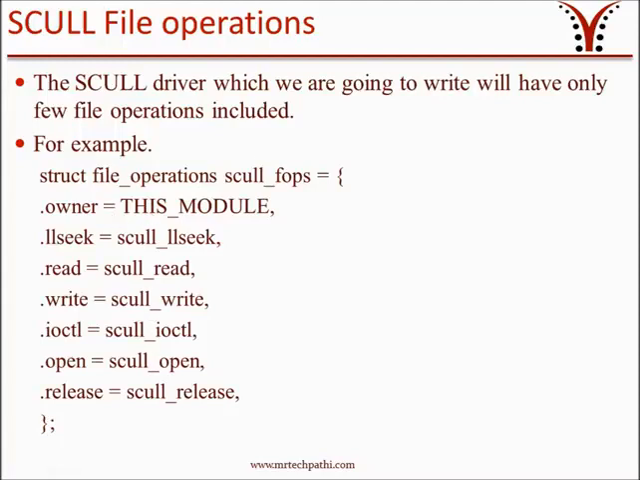A structure skull_fops initialized with various function pointers. The first parameter will be assigned to this module. The llseek function pointer is assigned to skull_llseek. The read function pointer is assigned to skull_read. Similarly, function pointers of write, ioctl, open, release are assigned to respective skull functions.